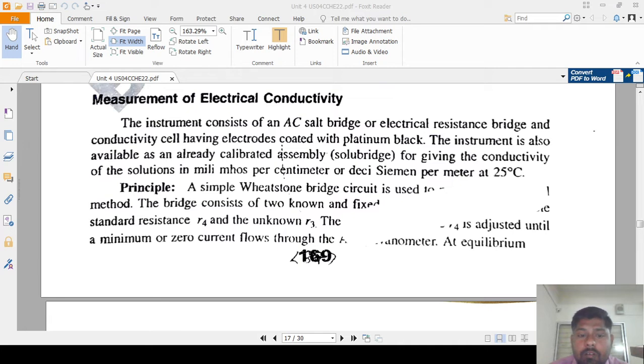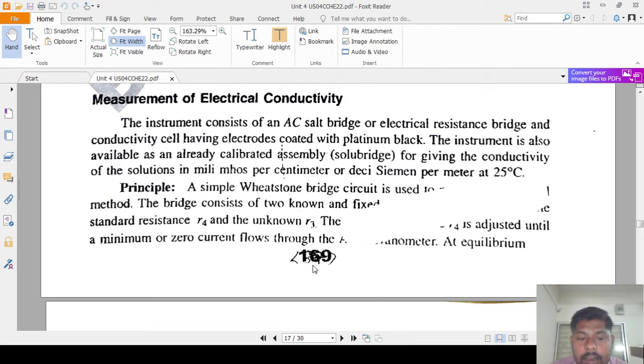A simple Wheatstone bridge circuit. The content is removed from here, so please note down the content. A simple Wheatstone bridge circuit is used to measure the electrical conductance by the null method. The bridge consists of two known and fixed resistances, R1 and R2.